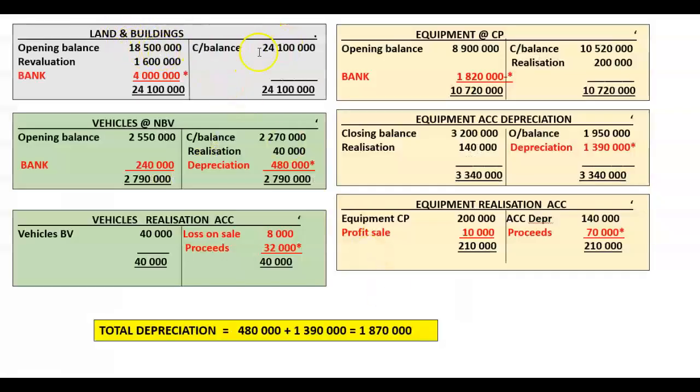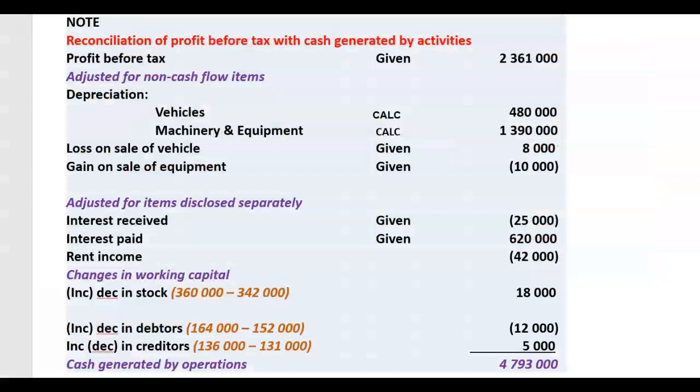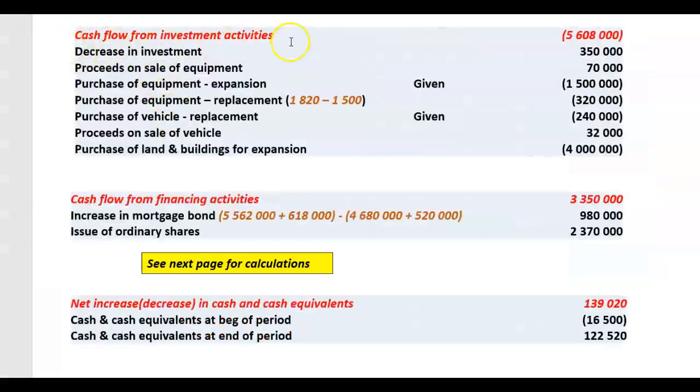So if we have the opening balance, the closing balance, the revaluation reserve, then it means that the balancing figure must be equal to new land and buildings acquired to the value of 4 million Rand. Once you have determined that, you go to your cash flow statement and you're going to dump it there where it should be. Cash flow from investing activities. Purchase of land and buildings for expansion purposes, 4 million Rand. Then we are done with land and buildings.